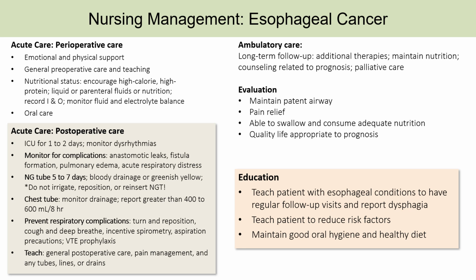We want to prevent respiratory complications. You guys are good. You know this. Turn, reposition, cough and deep breathe, incentive spirometer, aspiration precautions. VTE prophylaxis, that is venous thromboembolism prophylaxis, so blood clots. So that's the compression stockings. That is the sequential compression devices that squeeze the legs. That's repositioning. That's early ambulation. That is doing range of motion with the ankles. All of those things will help prevent blood clots.